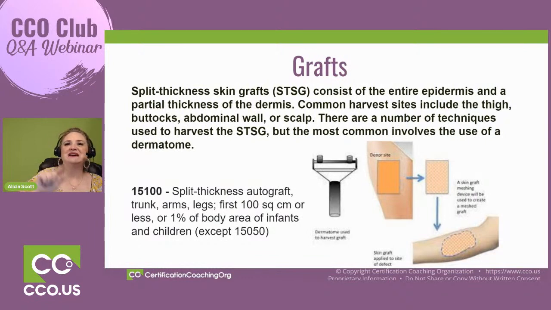Other grafts, that split thickness graft, that's called an STSG, and it's the entire epidermis and partial thickness of the dermis. Now, when they take those, I thought it was interesting to note that they like to take it from the thigh, buttocks, abdominal wall, or the scalp. Now, the scalp, again, you have to be careful because you're going to grow hair. The follicles will most likely survive, but where do you have extra flesh, extra skin surface? The thigh, the buttocks, and the abdominal wall.